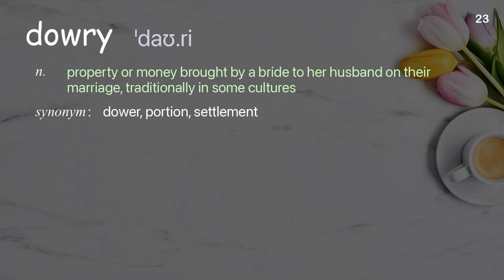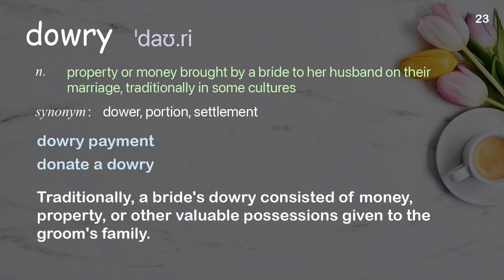Dowry. Property or money brought by a bride to her husband on their marriage, traditionally in some cultures. Examples: dowry payment, donate a dowry. Traditionally, a bride's dowry consisted of money, property, or other valuable possessions given to the groom's family.